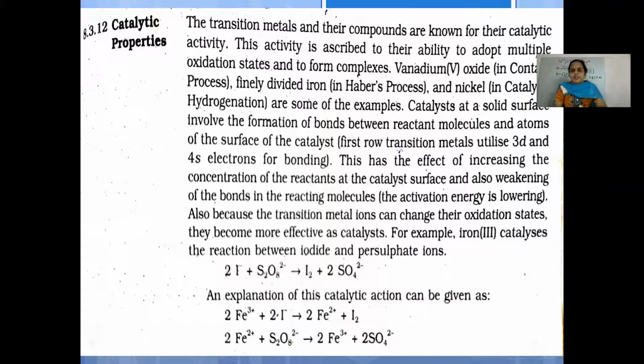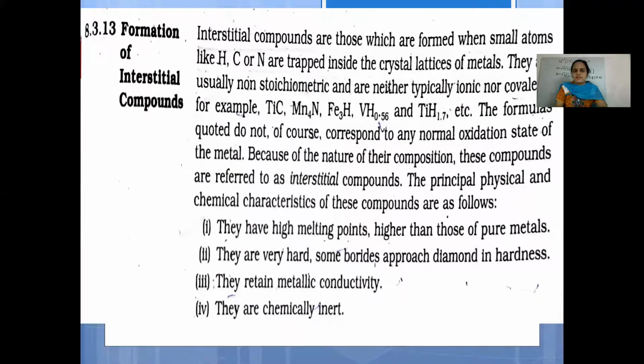Example: iron in +3 state catalyzes the reaction between iodide and persulfate ions. 2I- plus S2O8 2- gives I2 plus 2SO4 2-. An explanation of this catalytic action can be given as follows: iron in +3 state on treatment with iodide ion goes to iron in +2 state plus I2. Iron in +2 state reacts with persulfate ion S2O8 2- to give 2Fe3+ plus 2SO4 2-. Thus, the transition metals and their compounds are known for their catalytic activity.